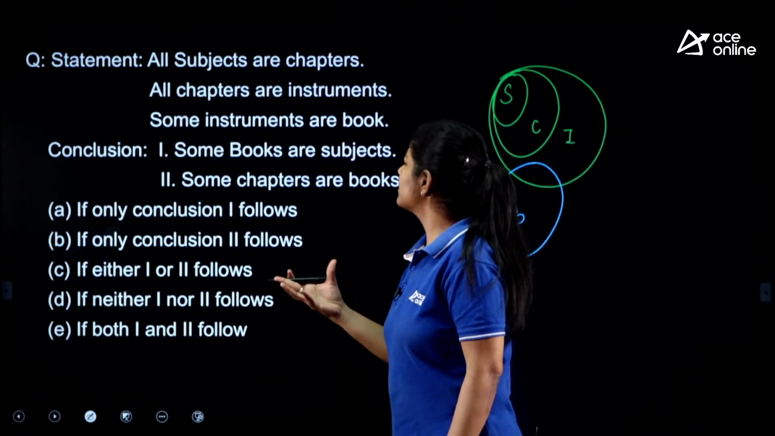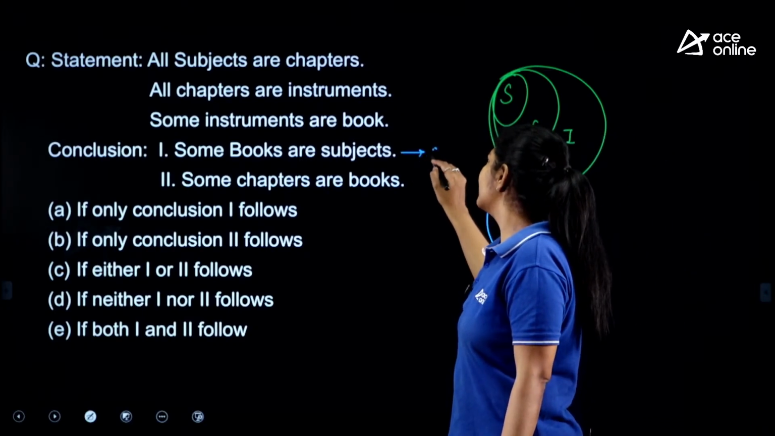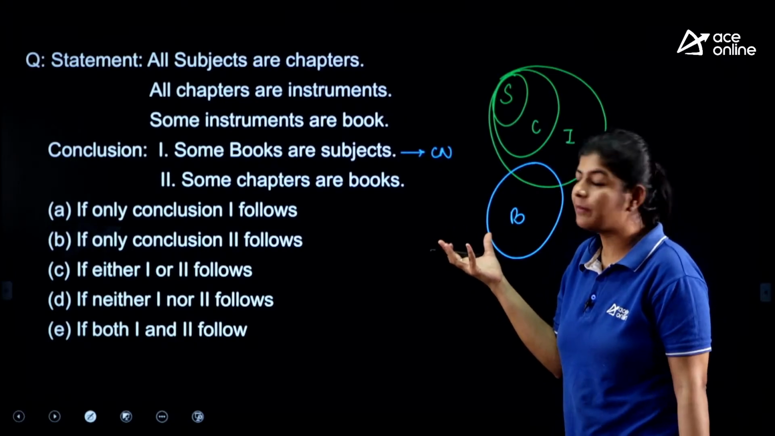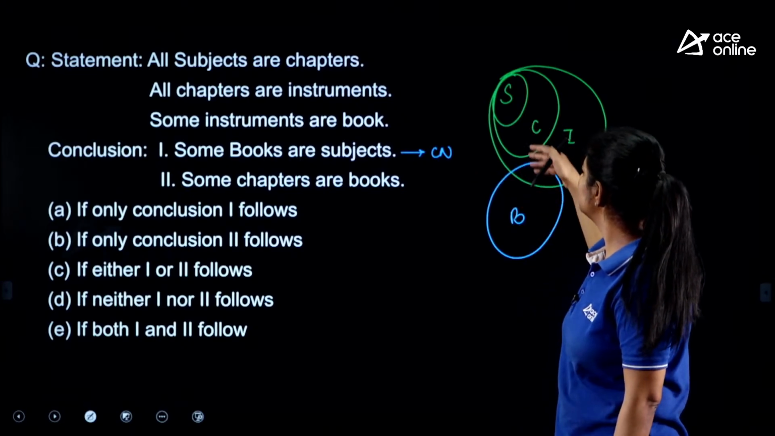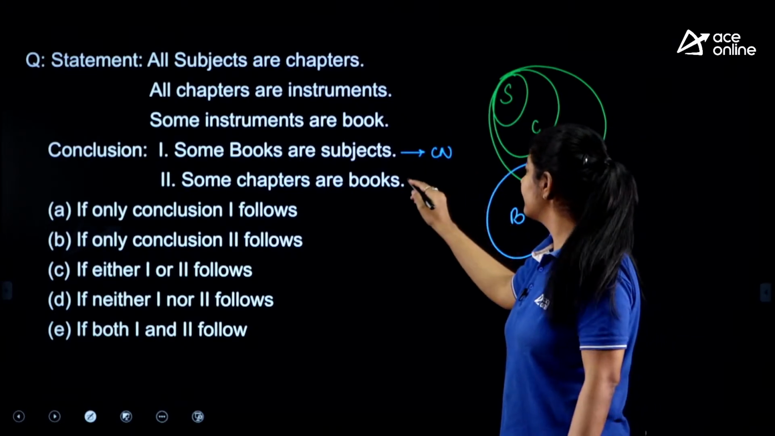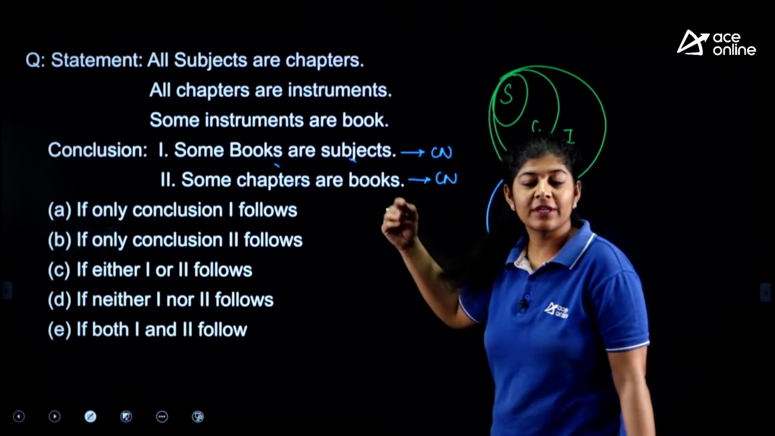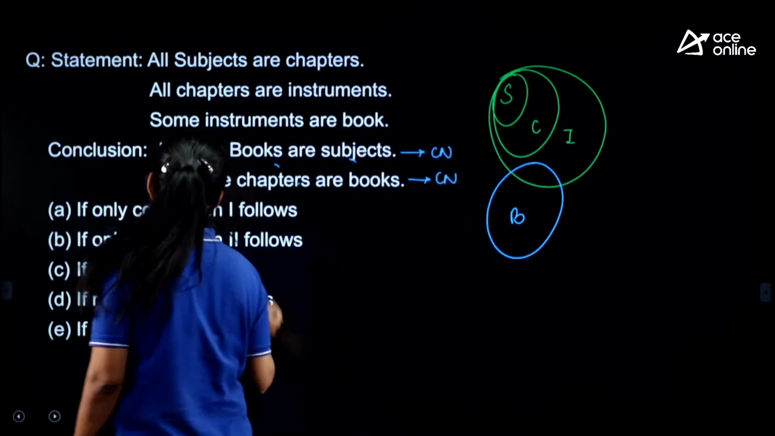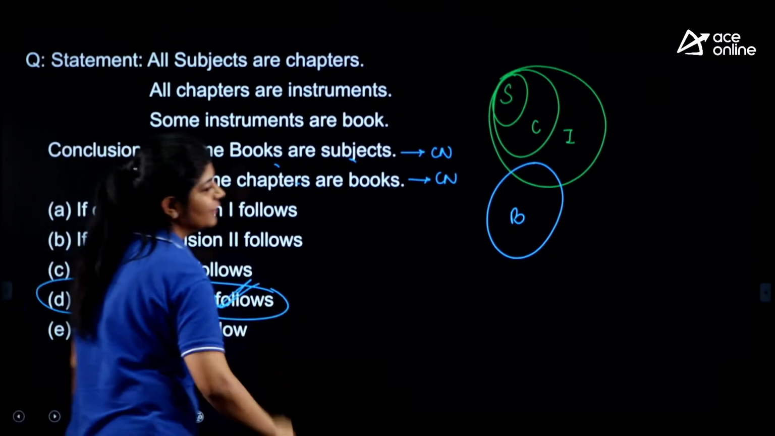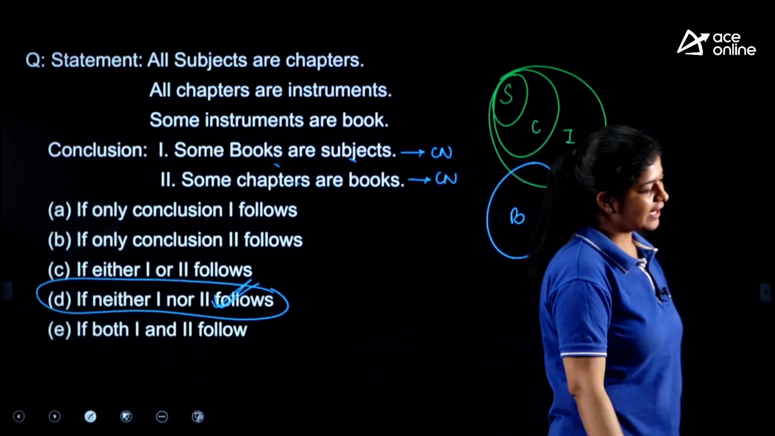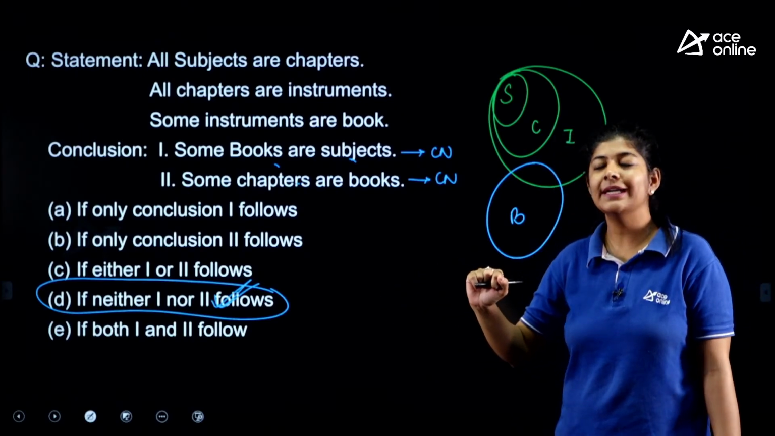First, some books are subjects. Can we say that? No, because there is no direct or indirect relation given between these two entities, right? Next, some chapters are books. No, can't say. Can we apply either-or? No, the entities are different, so we can't even put the either-or pair over here and the condition is also not fulfilled. So, option D is the correct one, neither first nor second follows. Very good, Radhe, very good, Chandrasekhar, right? So, the correct answer over here is option D.